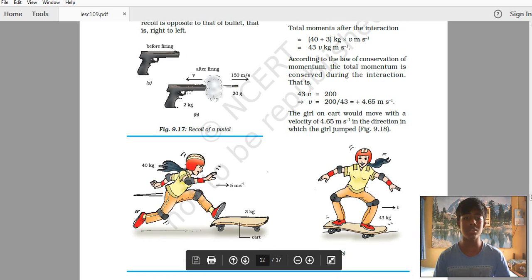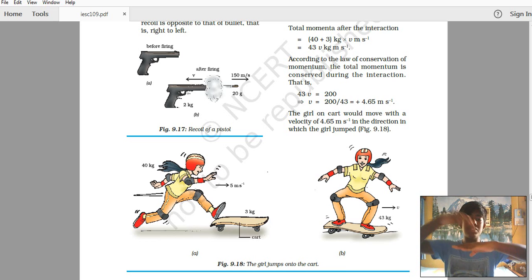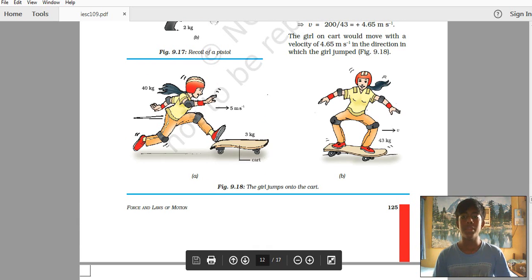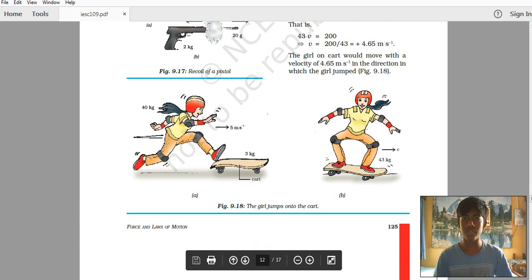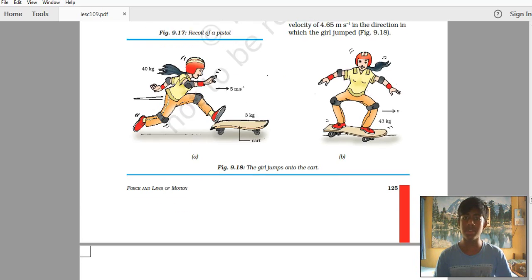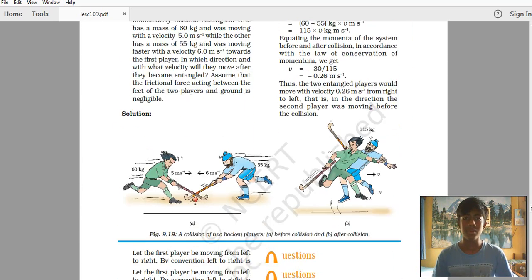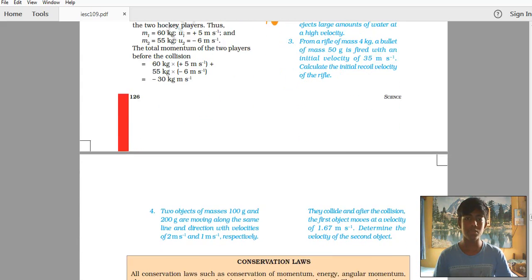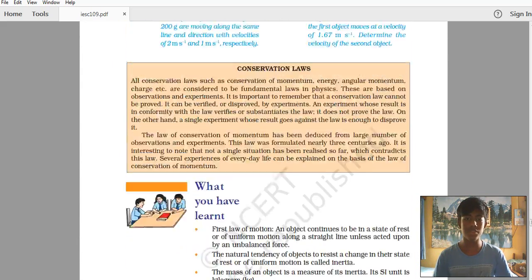See, the cart is still, the girl is coming with an initial velocity of 5 meters per second and jumps on the cart. Then what is the combined velocity? Okay, this is the question. See, the answer is also the same. It is 4.65 meter per second. Mine also. These are some questions, and the chapter is over.